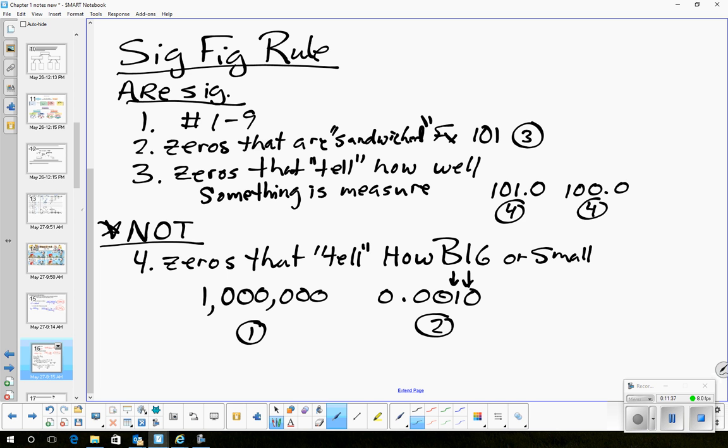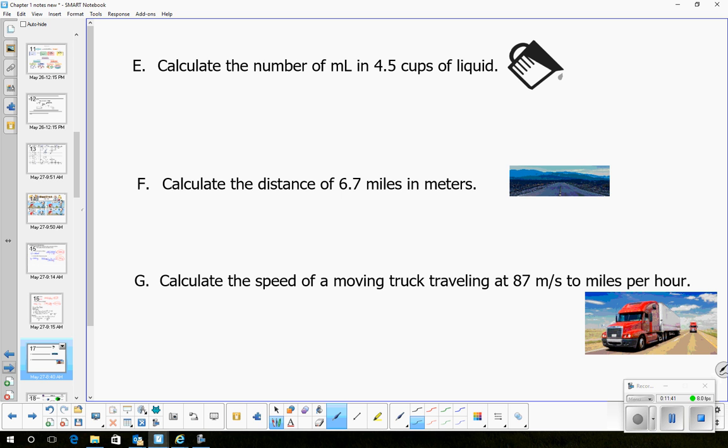Okay? All right. So let's do these other calculations, if you haven't already. So calculate the number of milliliters in 4.5 cups of liquid. So this is where I need the calculation from the back of the periodic table. How many cups or milliliters are in a cup? Which one's bigger, cups or milliliters? Cups. So is there a calculation between a cup and a milliliter on the back? That would be English to metric.